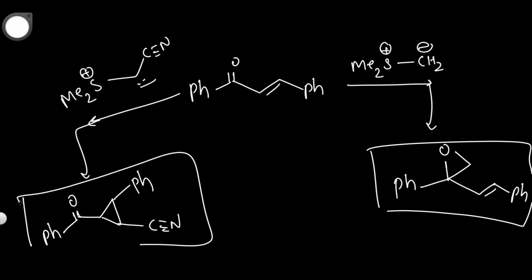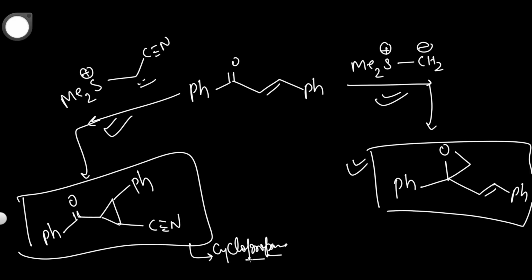This is your product from this pathway, and this is our product from this pathway. Now you get a cyclopropane type of structure, a cyclopropane type compound as the product, and in this case you will get an epoxide. I hope you all understand the mechanism behind the average step.